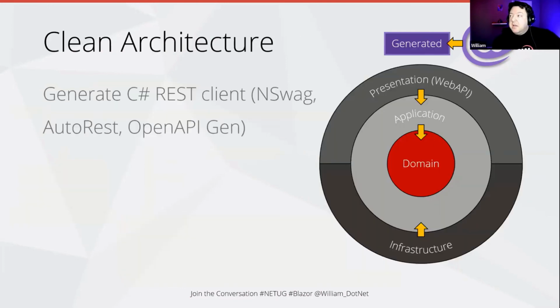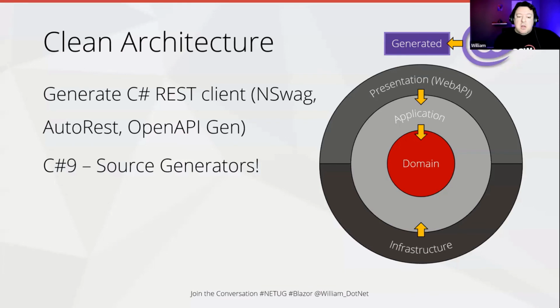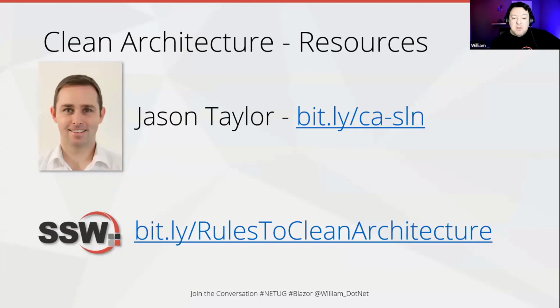So we can then, again, if you look at the diagram, completely decouple our API and the UI. Nice and simple. If you want some more info about clean architecture, my mate Jason's got a cool .NET template. If you go to that bit.ly link, if you just want to read a few more rules about it, there's a rules to clean architecture link as well.